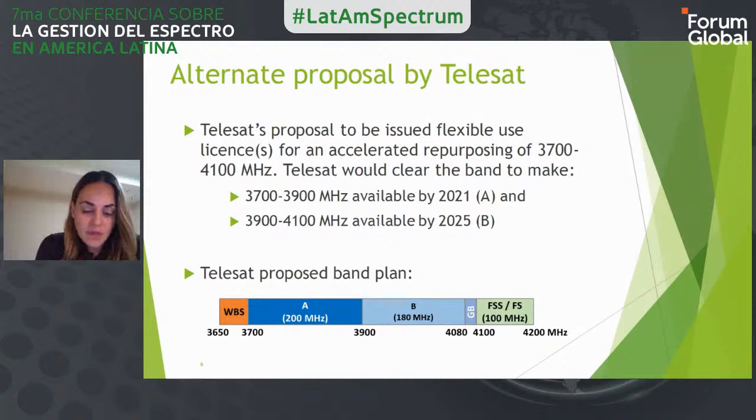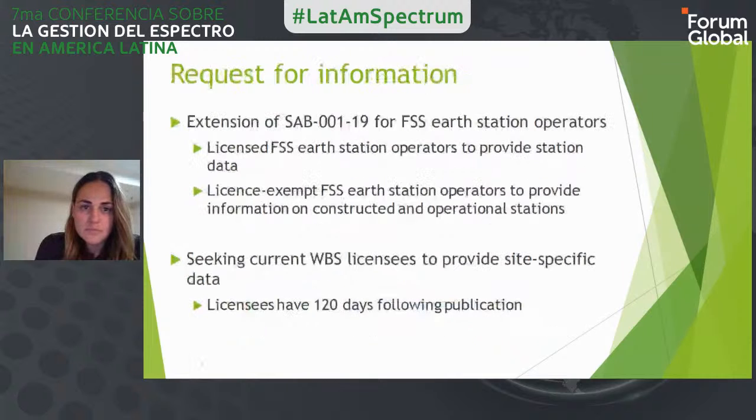So we also received an alternate proposal from Telesat, which we've included in the consultation. Essentially, the same sort of repurposing, but instead of 3700 to 4000, it's 3700 to 4100, and it would be cleared in two phases. So 3700 to 3900 by 2021, and then 3900 to 4100 by 2025. So you can see there on the bottom Telesat's proposed band plan. Okay, next slide, please.